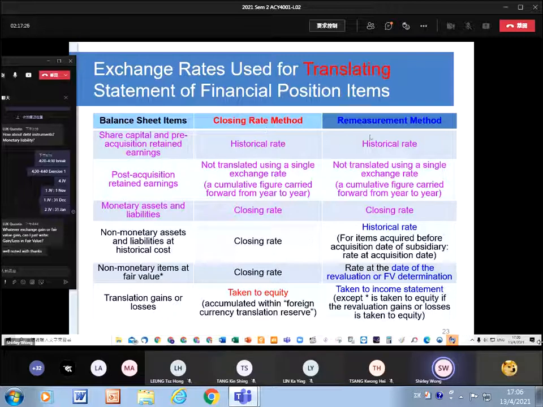So under the closing rate method and remeasurement method, there will be no need to do any translate because these figures combine the net effect of all the income statement. So it is a cumulative figures carried out from year to year.